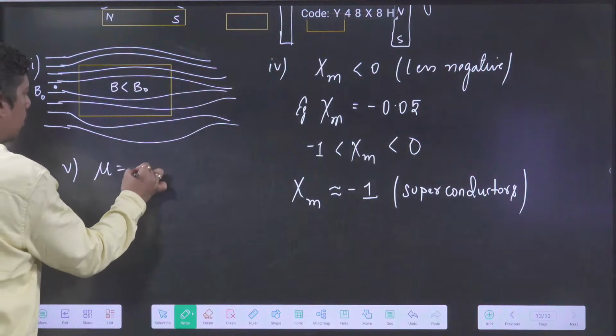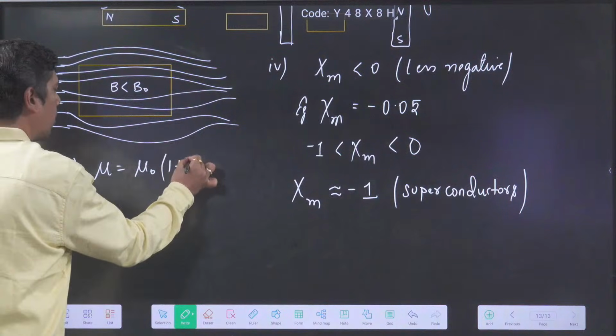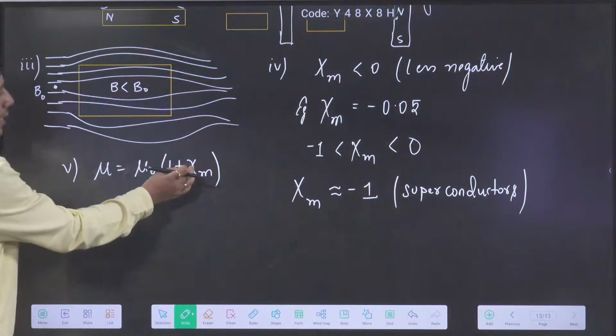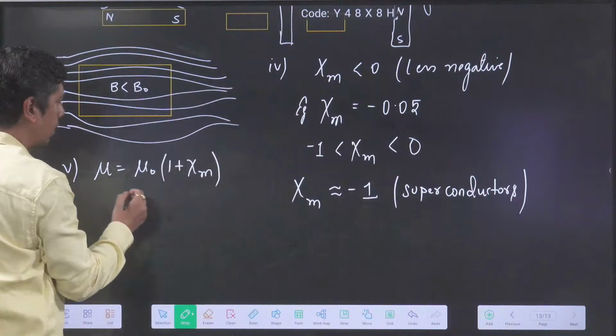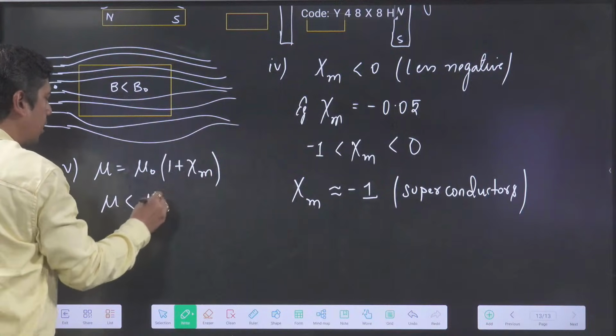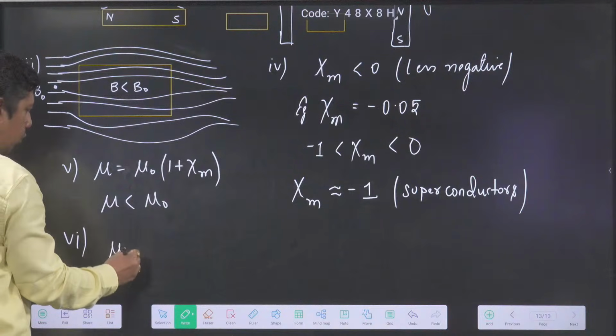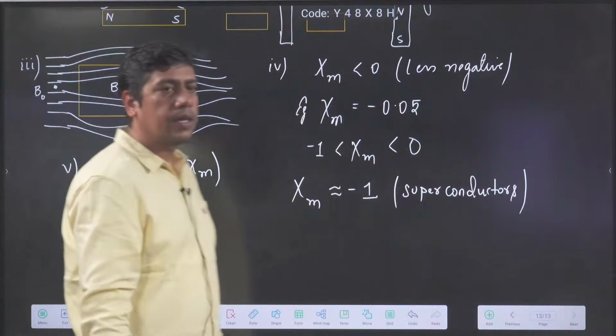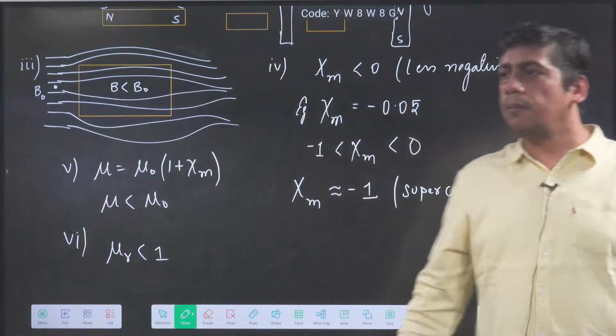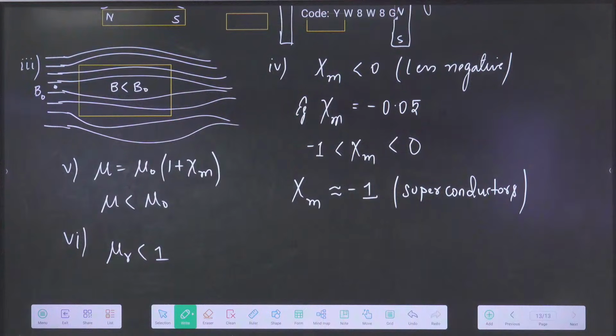Mu will be mu naught times 1 plus susceptibility, we know the formula, and susceptibility is negative, so 1 minus something. It means mu will be less than mu naught, and the sixth point, mu r will be less than 1.